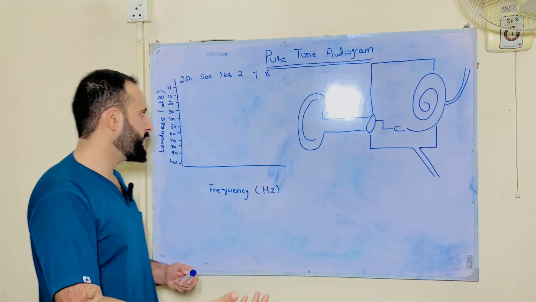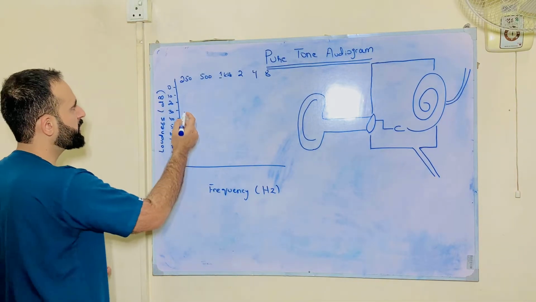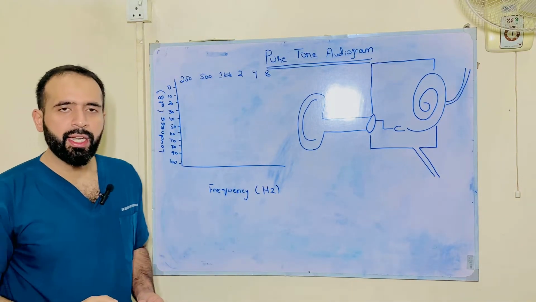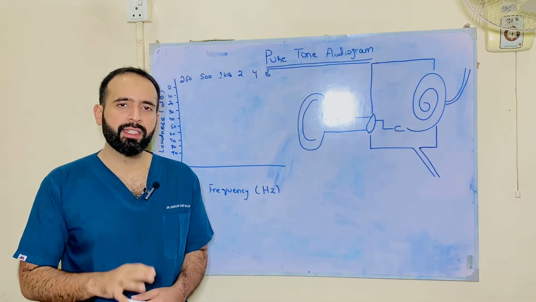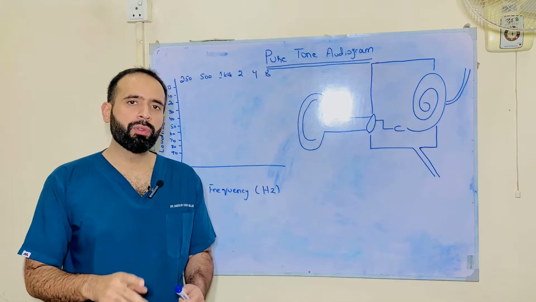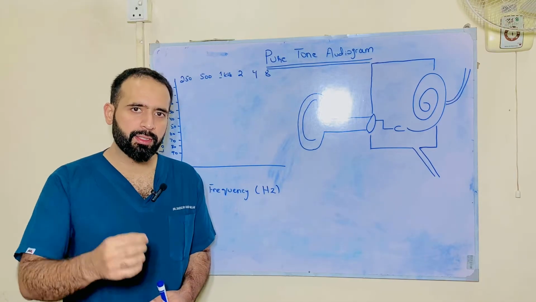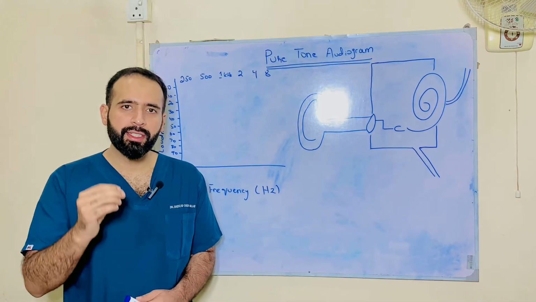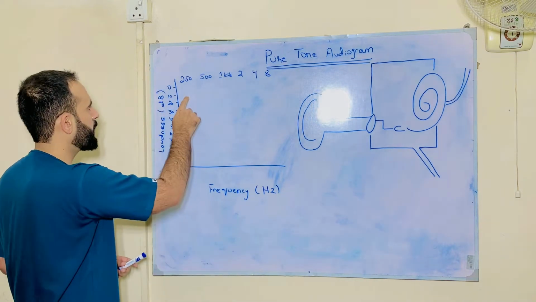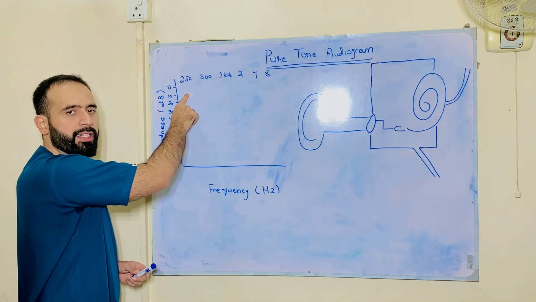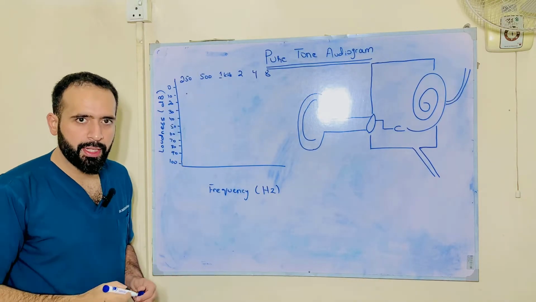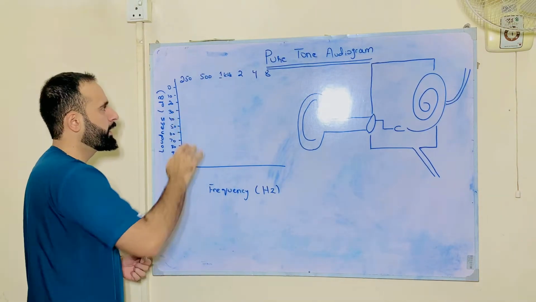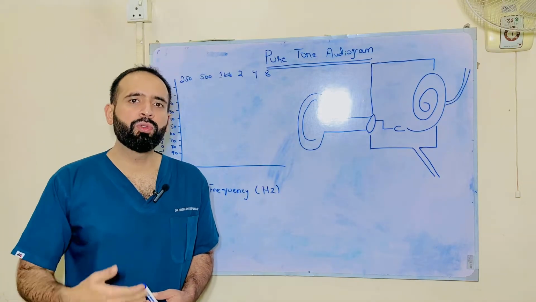Now how will I proceed? I will take my first frequency, which is 250 Hertz, and present it at a certain loudness. Let's say I present it at 10 decibels. And then I ask my patient, did you hear that sound? If the patient says yes, then I mark a point here, indicating that the patient has heard 250 Hertz at 10 decibels. If the patient says no, then I will increase my loudness to 20 decibels.